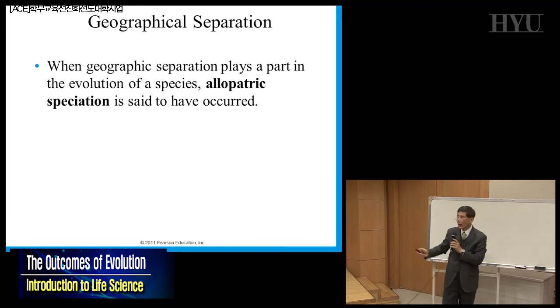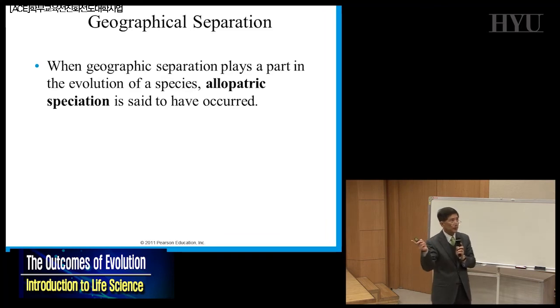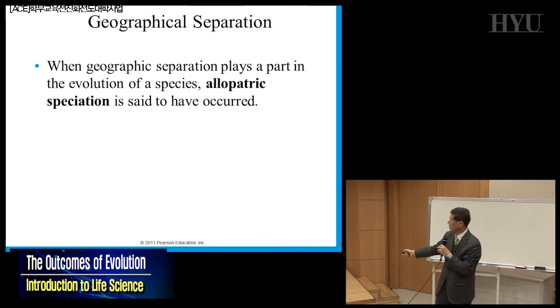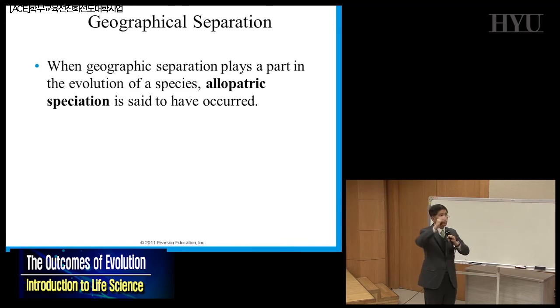It's called allopatric speciation. The opposite concept is called sympatric speciation. Sym, S-Y-M, the same place. They live in the same place, but still become two different species. It's called sympatric speciation. But allopatric speciation is more common. I told you geographical separation is more important.